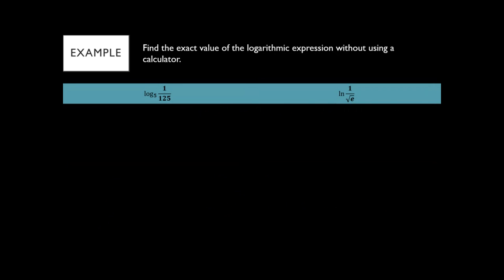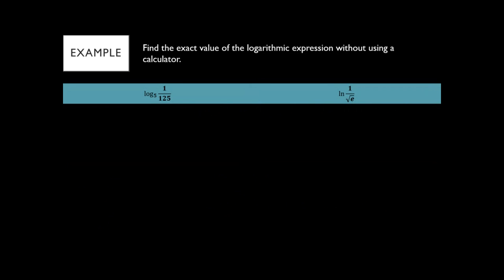Okay, so here we're going to use our properties and rules to find the exact value of the logarithmic expression without using a calculator. Not everything can be done without a calculator. Most of them can't, but these are designed so that you can do them without one, just so you can practice using the rules. So I'm going to start with log base 5 of 1 over 125.